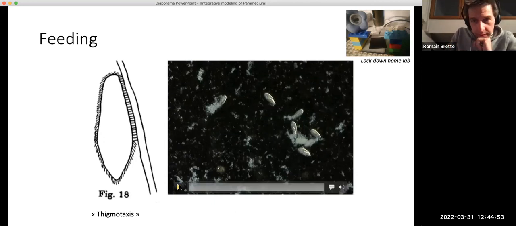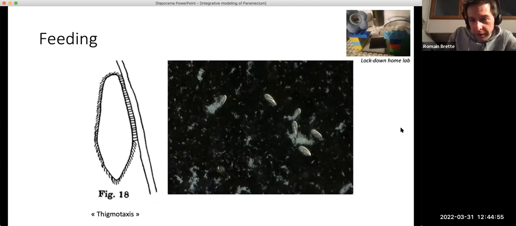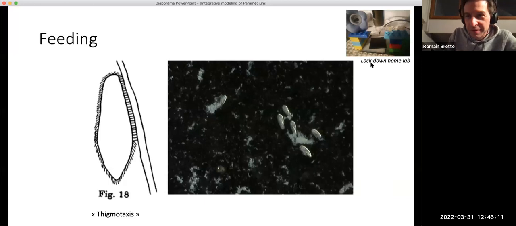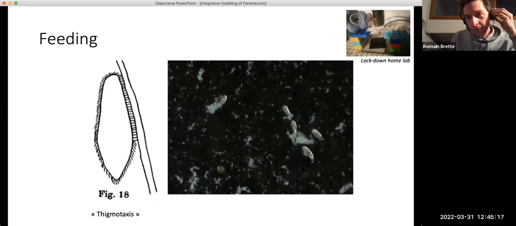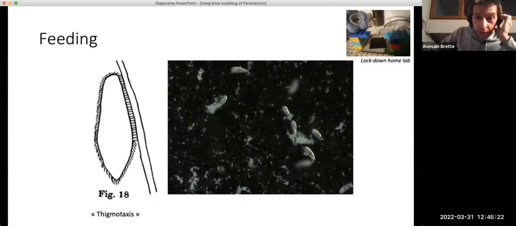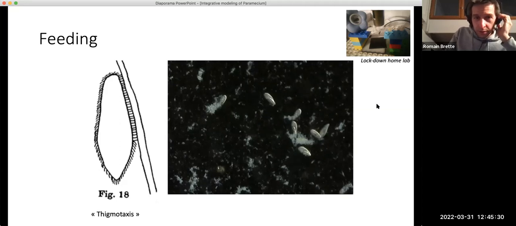So here you see an example of paramecia that are feeding in their culture medium. And in fact, you see a little inset of the experimental setup. This is something I did during the first lockdown here in Paris. That's my setup. It's just with a simple USB camera. So that's one experimental advantage of Paramecium. It's pretty simple to culture and also to manipulate, to do experiments. It's pretty easy to do even at home, actually. So that's one of the advantages.